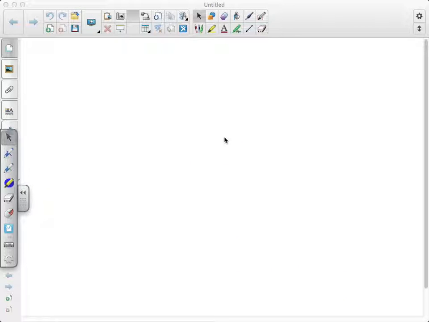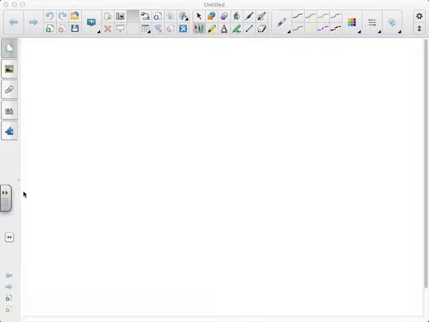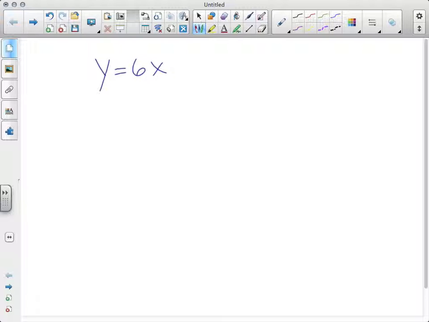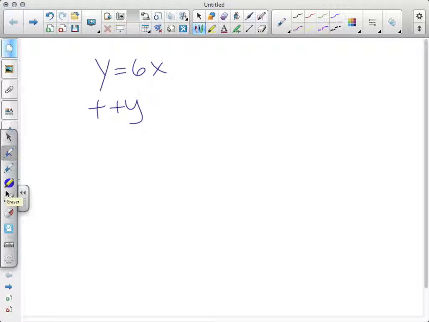Okay, in this lesson we're going to talk about the substitution method. It's a method to algebraically solve equations, aka without graphing them. Okay, and what we're going to do is let me write down an example. So let's do y equals 6x and x plus y. Sorry, let's fix that.